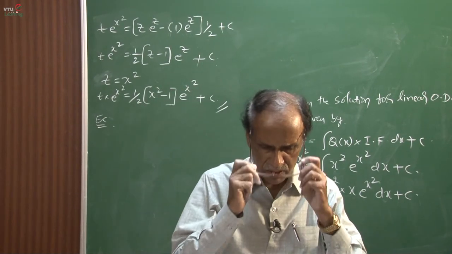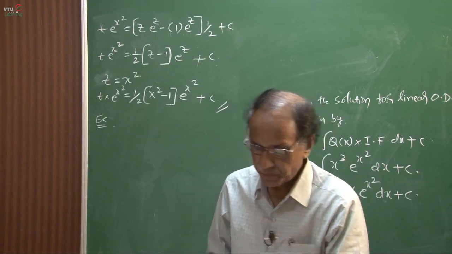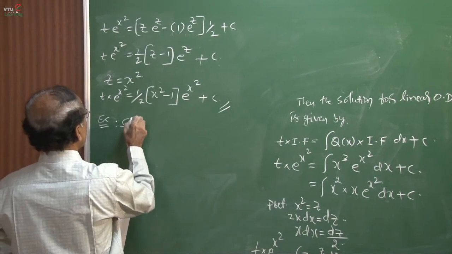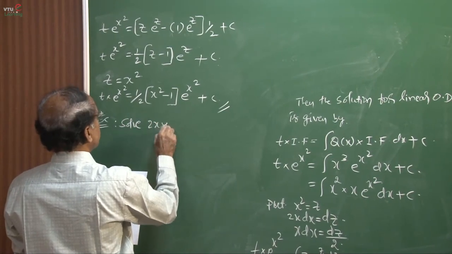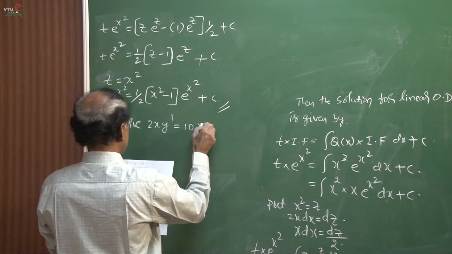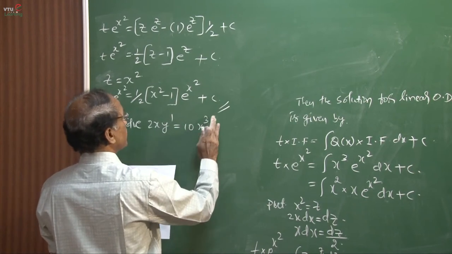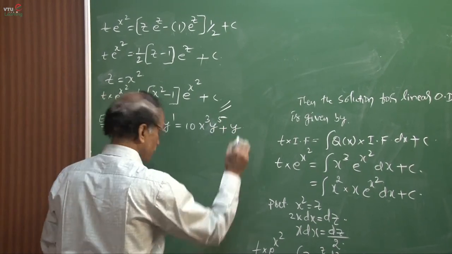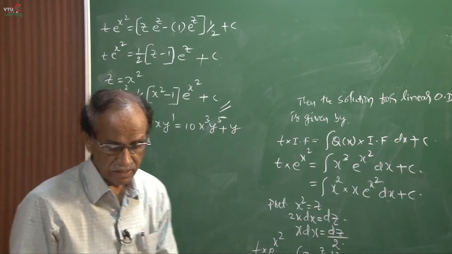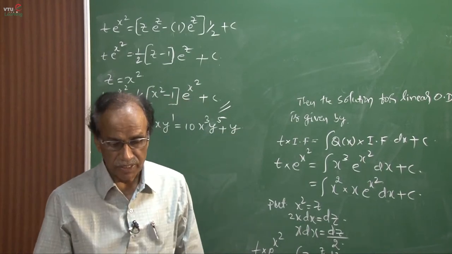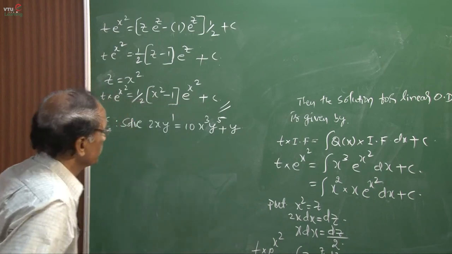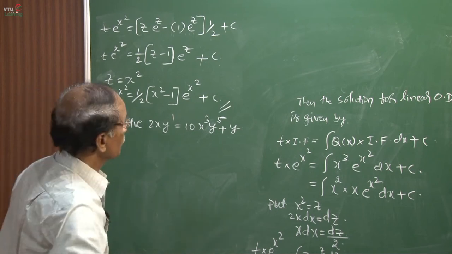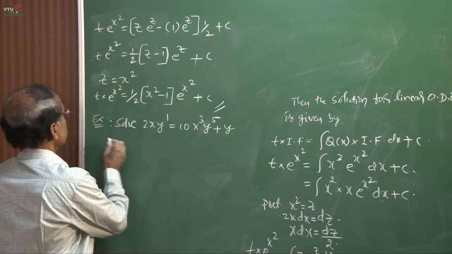The next problem, another one also I'll be taking. This problem is a little complicated again. Solve 2x into y dash equal to 10x cube y to the power of 5 plus y. This is another important problem: 2x into y dash equal to 10x cube y to the power of 5 and plus y, y to the power 1 is there.